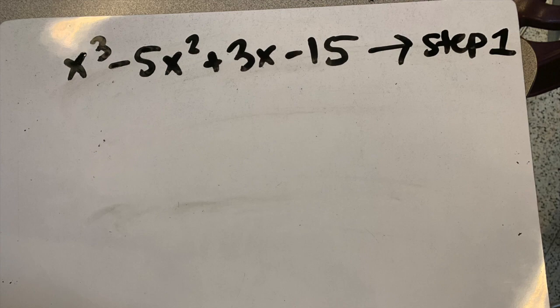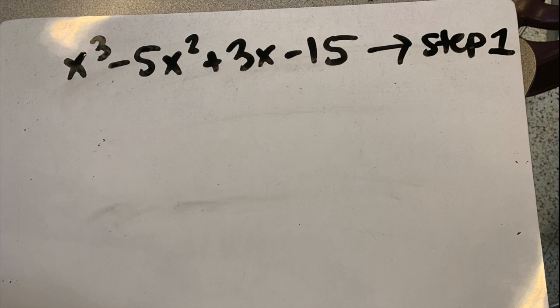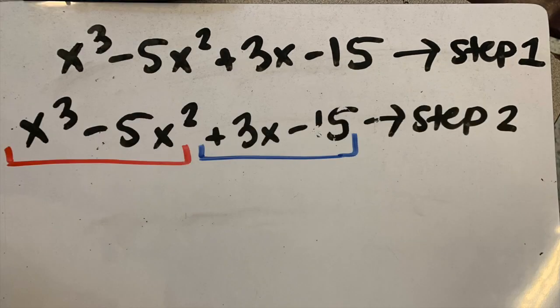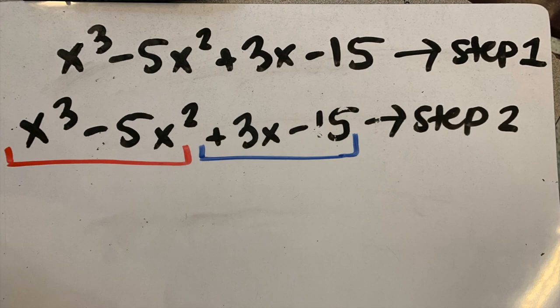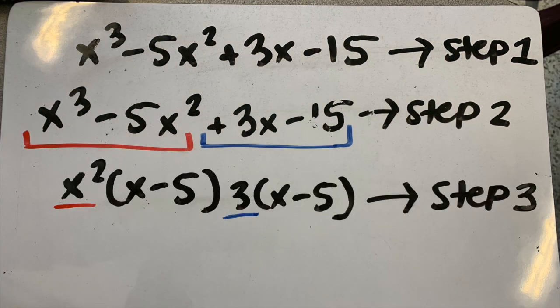Group B example, we will use x cubed minus 5x squared plus 3x minus 15. This will be our step 1. Then for our step 2, we will divide the equation into two groups, each with a greatest common factor. For the first group, it will be x cubed minus 5x squared, and for the second group, it will be 3x minus 15. For step 3, we will gather the greatest common factor of each.